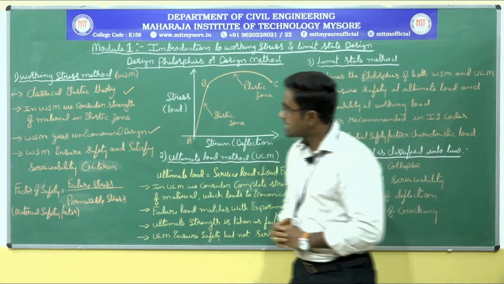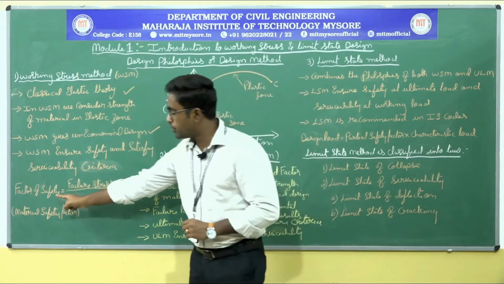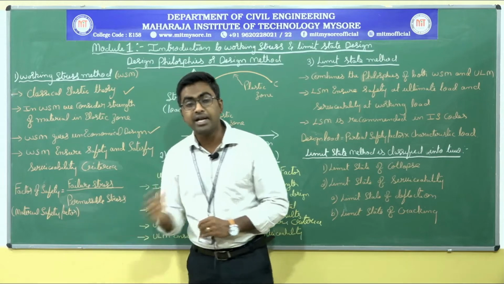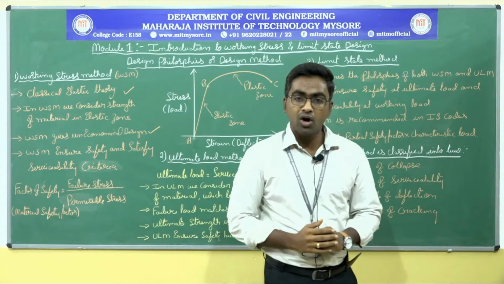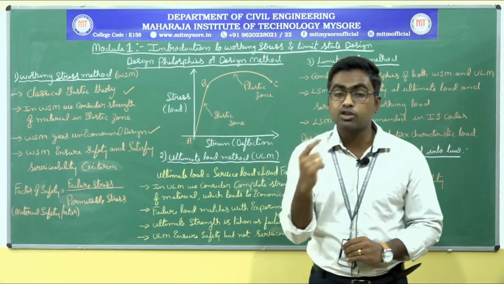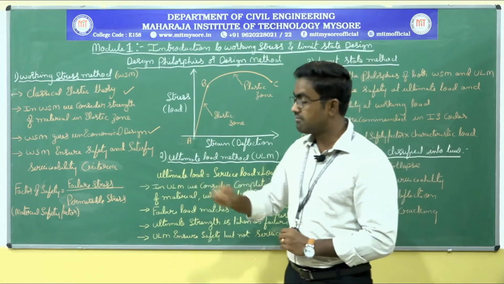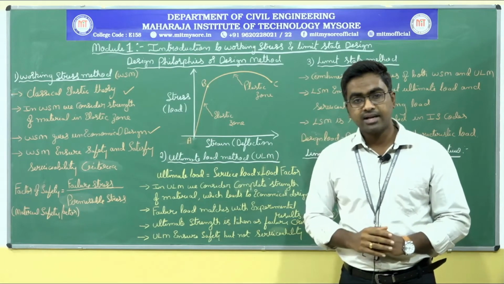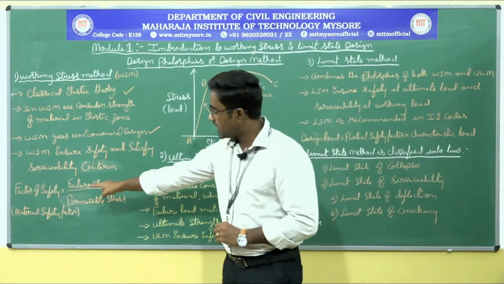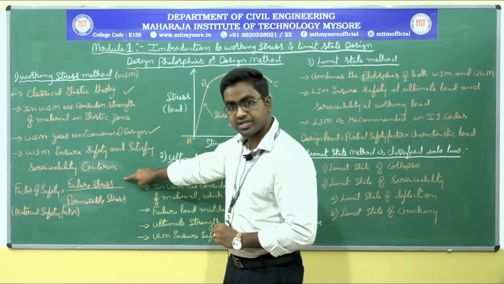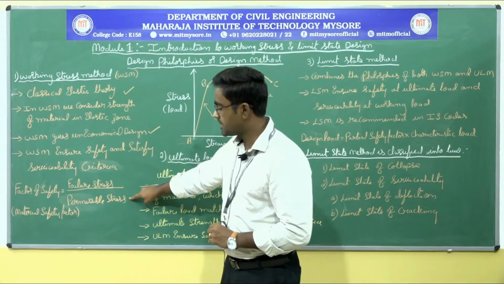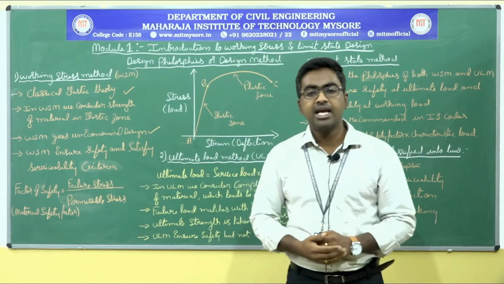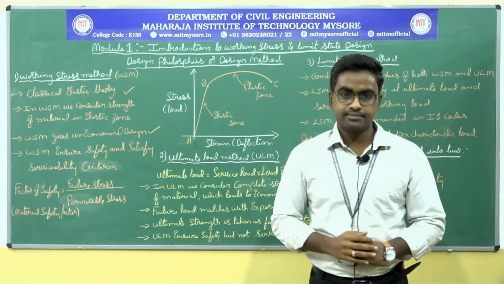Next. So lastly, in the working stress method, we are going to use a factor of safety, and that factor of safety is called the material safety factor, because we are decreasing the strength of material. That is the reason why the factor of safety is called the material safety factor, right? The factor of safety is failure stress by permissible stress, and here the factor of safety is around 2 to 3.